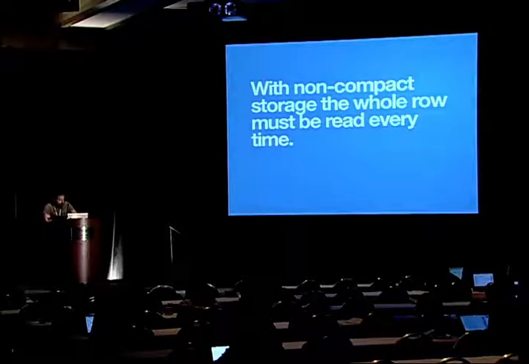And I put this one in blue because it's a big deal. With non-compact storage, a whole row must be read every time. Now, this is the pseudo row that is in there in the row chunking, not the shard row, but it's super important to know that if you have a bigish object, like 20 fields, and you only want to return field 1, name, you're still going to get those 20 fields back. They need to be read, regardless of which one you want to do. And so this may not be something that you want to do, depending on how you use your data.